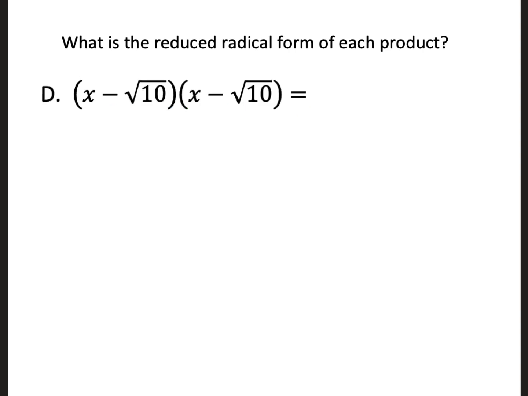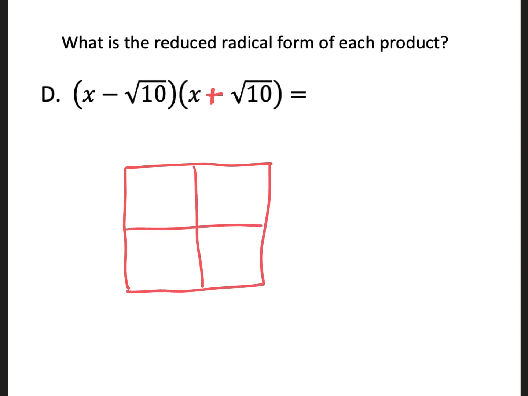All right, our last one. We have x minus the square root of 10 times x minus the square root of 10. Let's do this. To make it just a little interesting, we'll turn this into a plus. Again, we're going to set up our box. Along one side, we're going to put our first expression, x minus the square root of 10. And then along the other side, we'll do x plus the square root of 10.